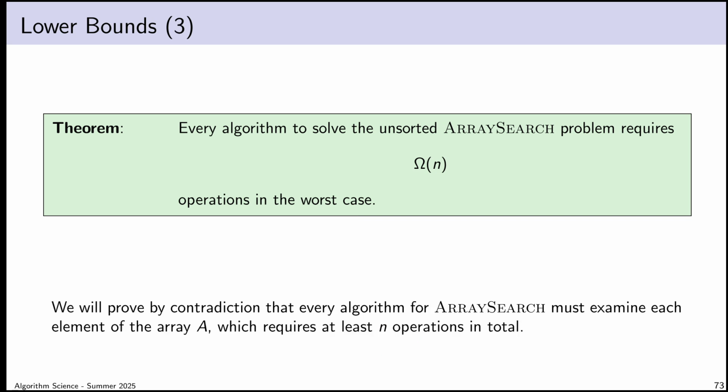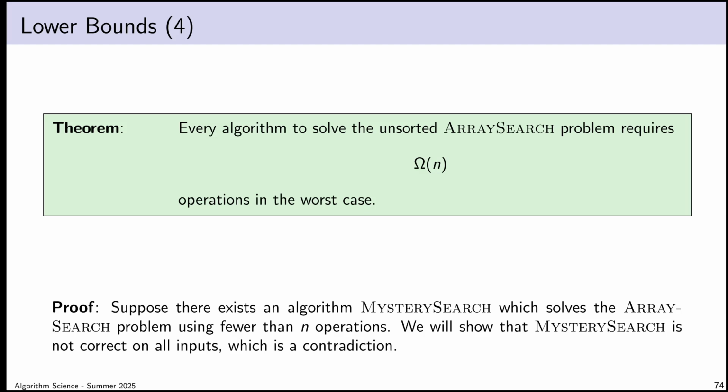So the way we're going to prove the theorem is we're going to prove by contradiction that every algorithm for array search must look at every element of the array. And doing so, of course, requires n operations in total. So the proof is, suppose there exists some algorithm, we're going to call it mystery search, and it solves the array search problem using fewer than n operations. So fewer meaning strictly less than n operations. So we're even leaving open the option of it taking n minus 1 operations, even though n minus 1 is actually big omega of n. We're showing strictly that it needs n. It can't take any less than n operations. We're going to show that mystery search is actually incorrect on some inputs. And of course, that means it isn't a solution to the problem. And that's a contradiction. And that'll be how we end the proof.